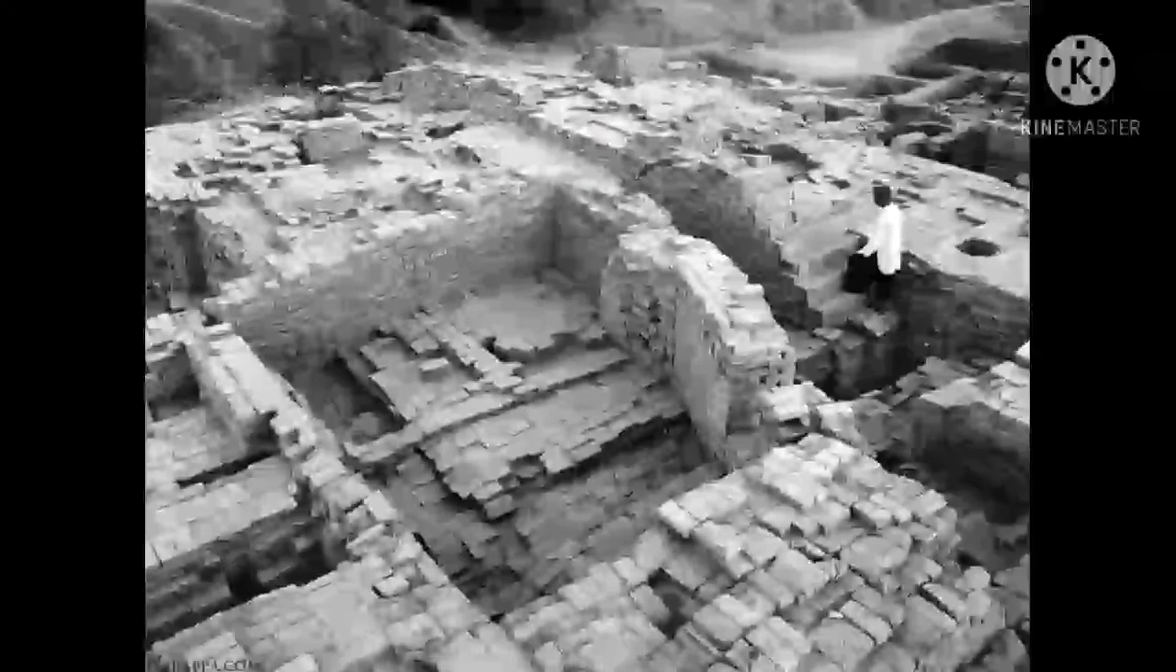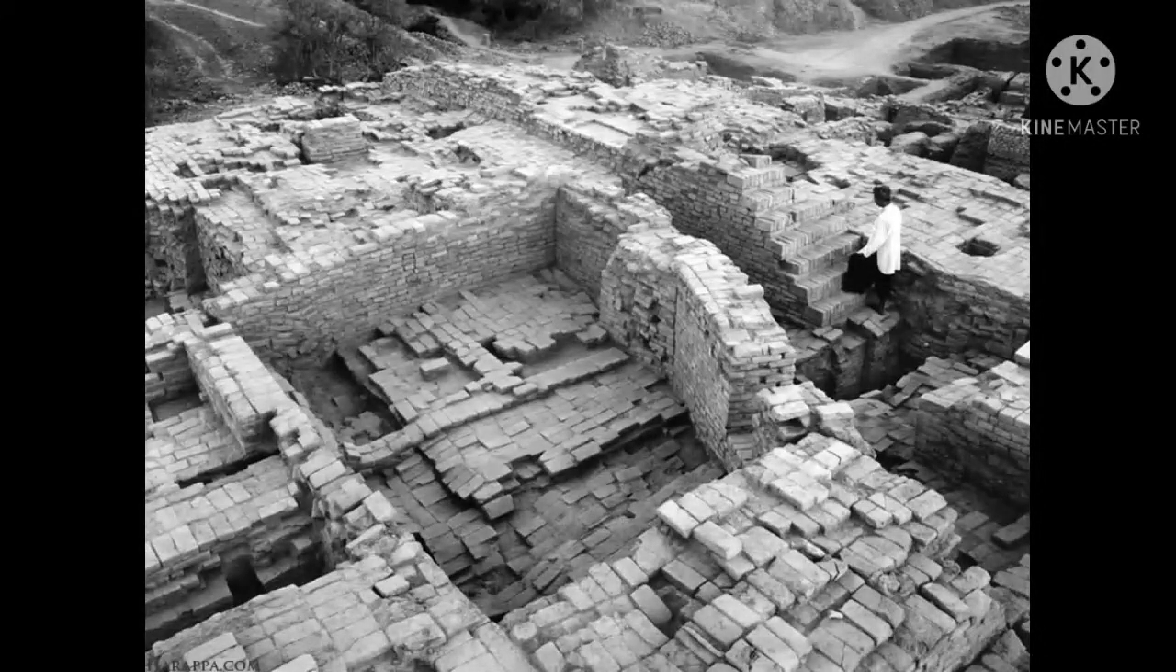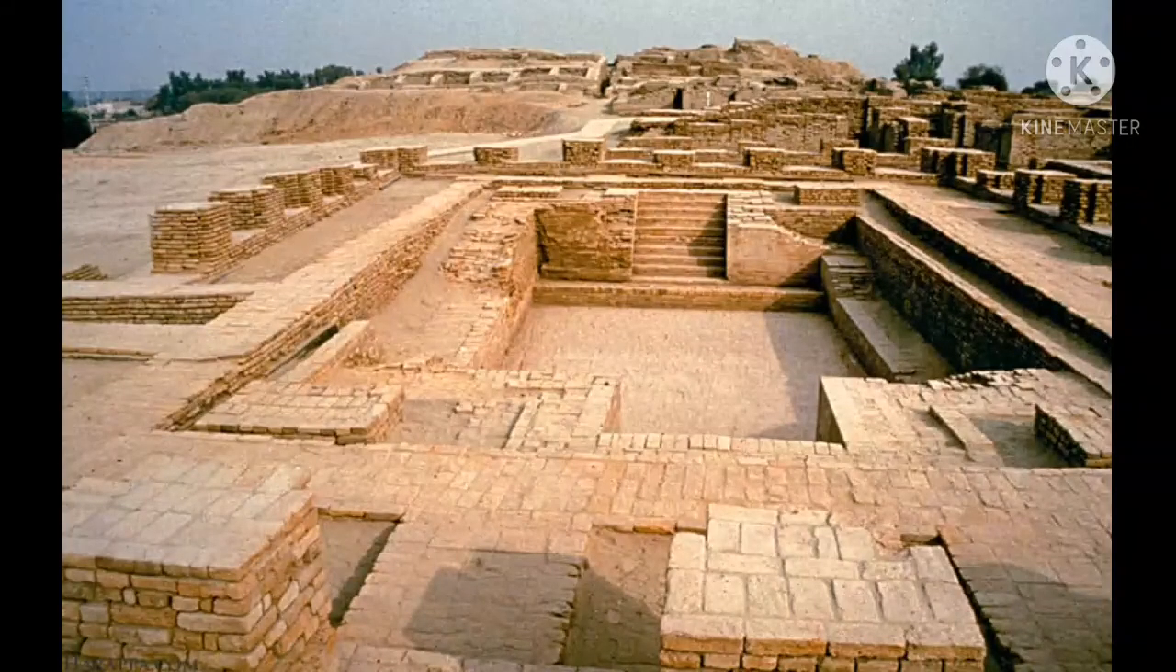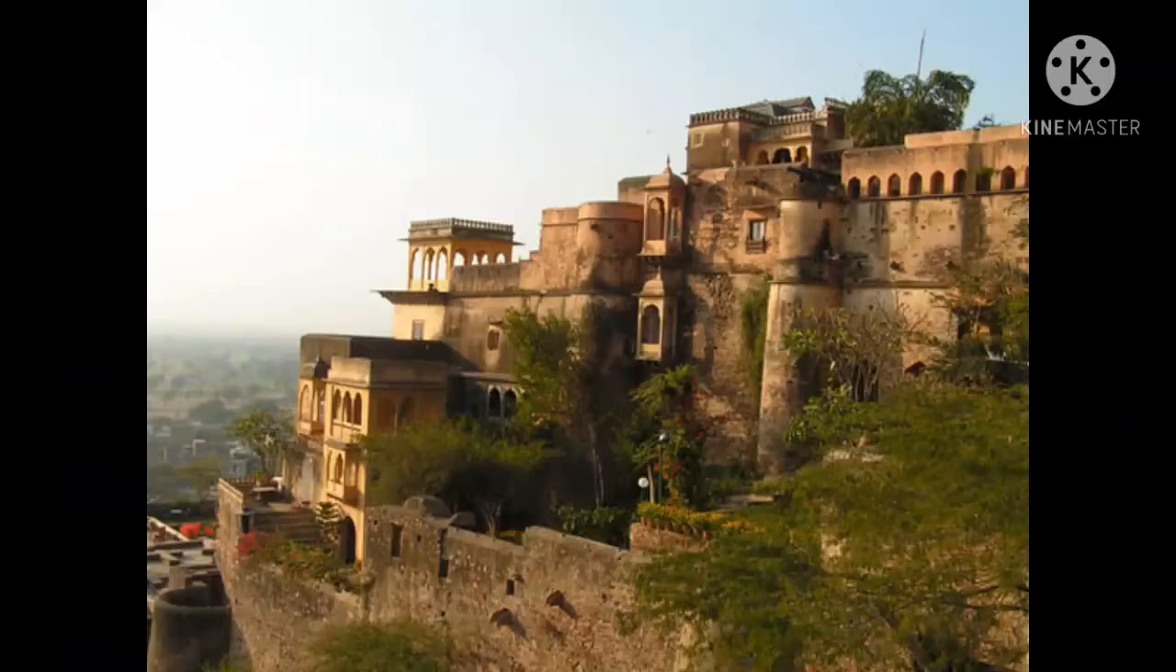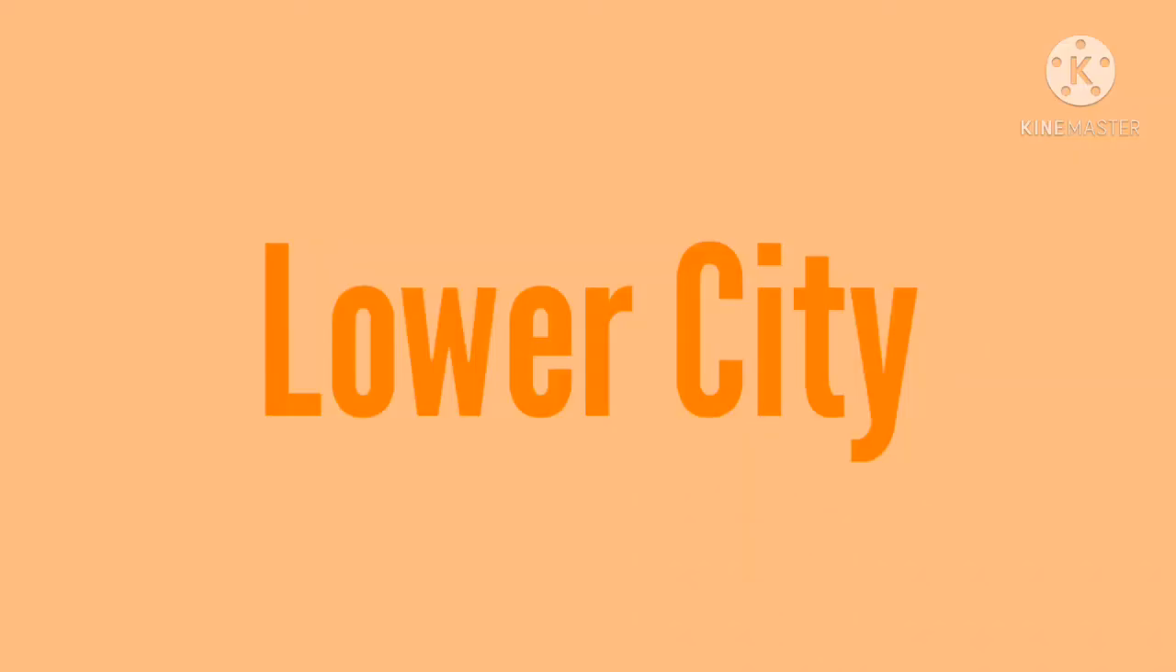The upper city had granaries which used to store food in times of famine. The upper city had a great bath where people used to bathe. It included houses of the rich people of the city.